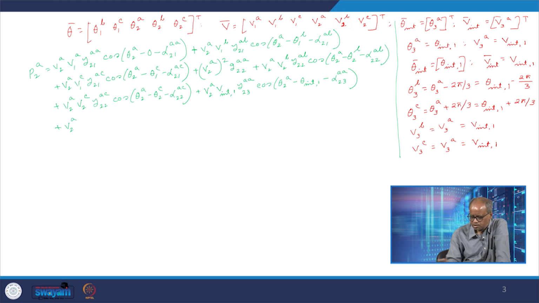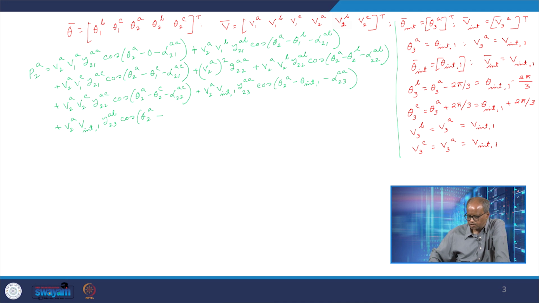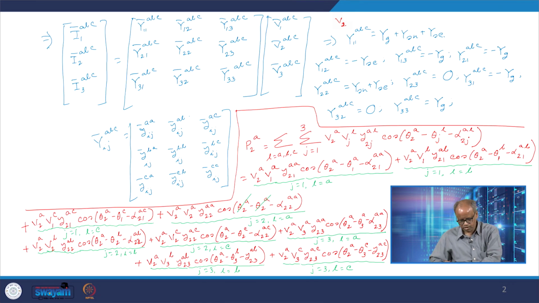V2A V3B is also equal to V internal 1. So, V internal 1, then Y23AB cosine (theta 2A minus theta 3B), and theta 3B is, sorry, theta 3B is so minus theta internal 1 plus 2 pi by 3, minus alpha 23AB, correct, and then V2A. So, this is for V3, so j is equal to 3, L is equal to B.